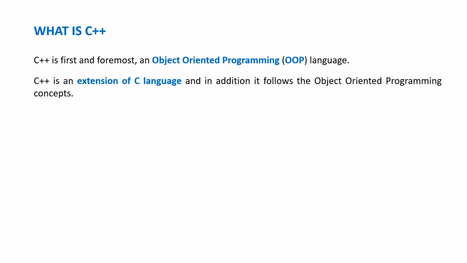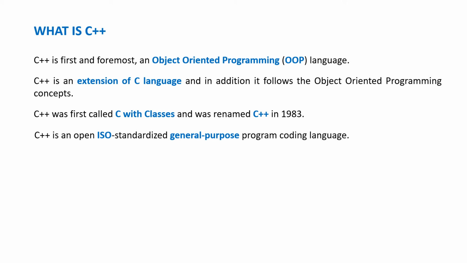C++ is an extension of C language, and in addition it follows the object-oriented programming concepts. It was first called C with classes and was later renamed C++ in 1983. C++ is an open ISO standardized, general-purpose, program coding language.